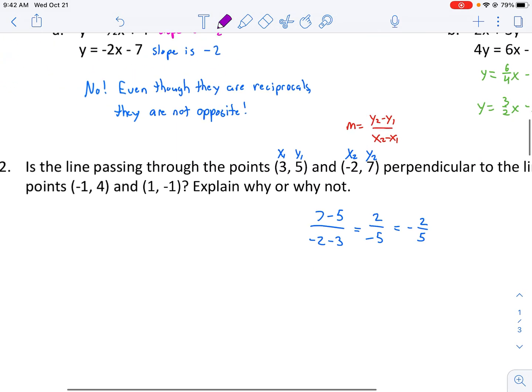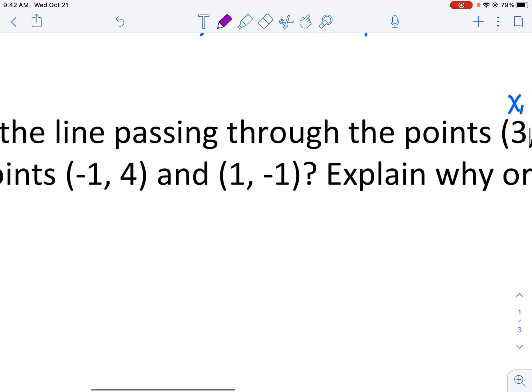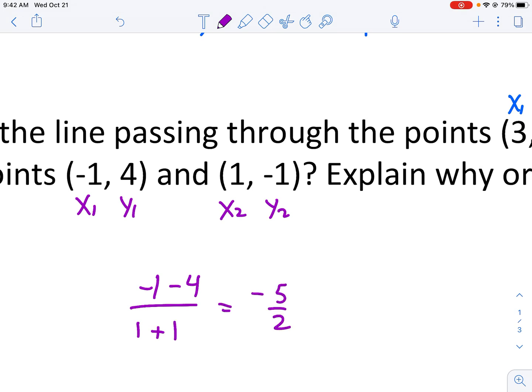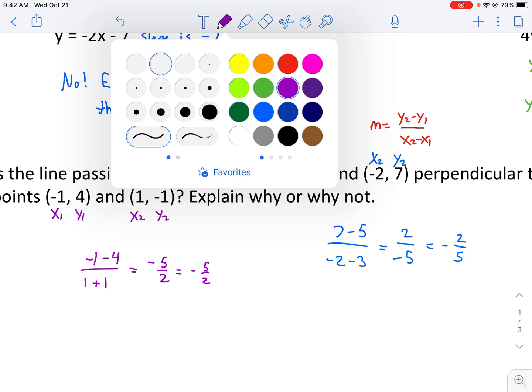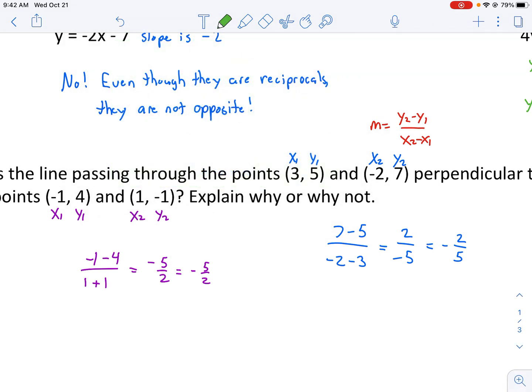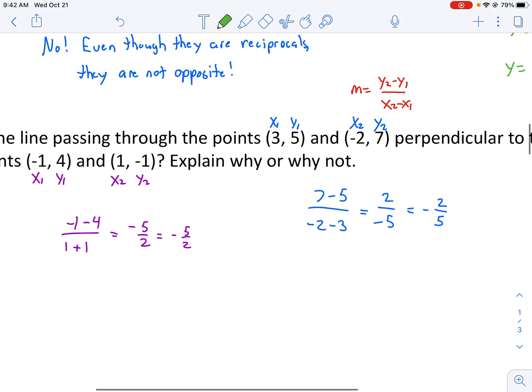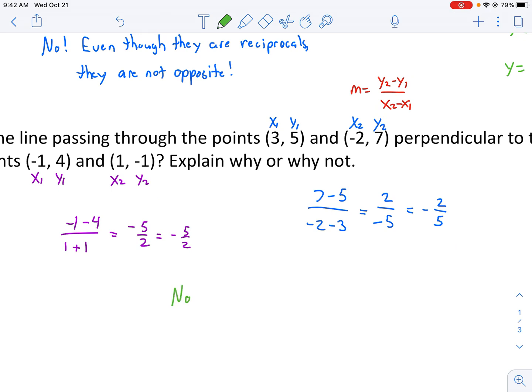Okay, and then let's try the slope between these 2 points, x1, y1, x2, y2. So y2 minus y1 over x2 minus x1, which is negative, so it becomes positive. So you get negative 5 over 2, which is the same as negative 5/2. Okay, so we have a slope of negative 2/5 and a slope of negative 5/2. Since they're both negative, they can't possibly be perpendicular. They have to be opposites, one positive, one negative. Notice, however, that they are reciprocals. They are flipped, but that doesn't actually mean anything. So no, the slopes are not opposites.